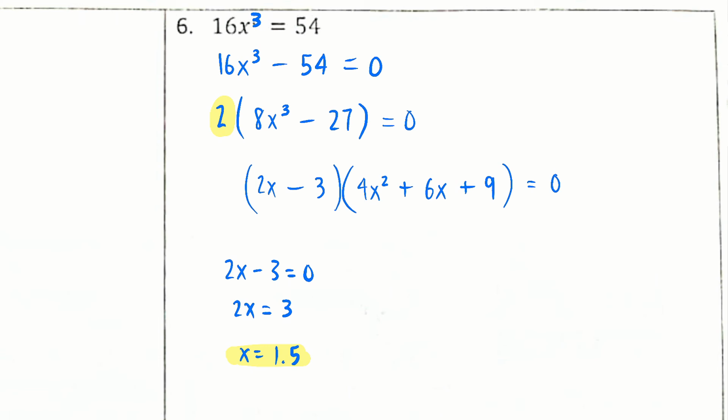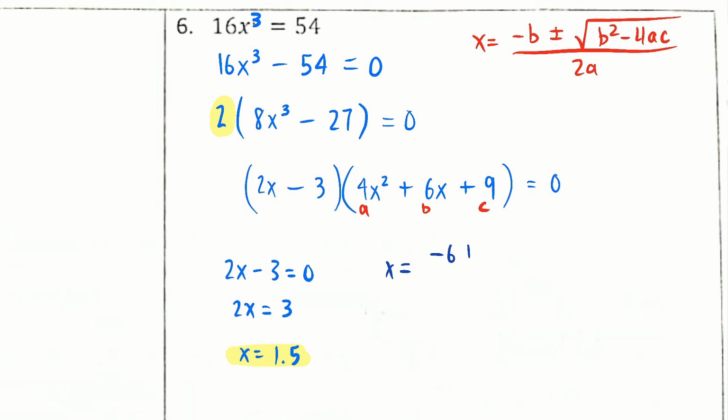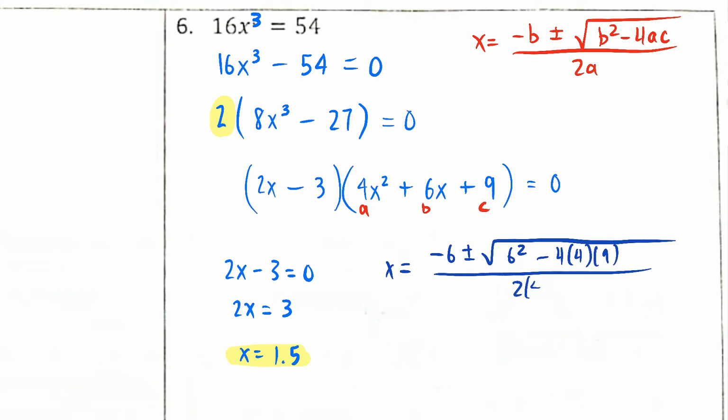Remember quadratic formula, guys? x equals negative b plus or minus the square root of b squared minus 4ac, and all of that's divided by 2 times a. So that's literally what we have to do. a is 4, b is 6, c is 9. So here I go. x equals negative b plus or minus the square root of b squared minus 4 times a times c, and all of this is divided by 2 times a. That's supposed to be a 4. That's kind of a terrible 4. So let me rewrite it.